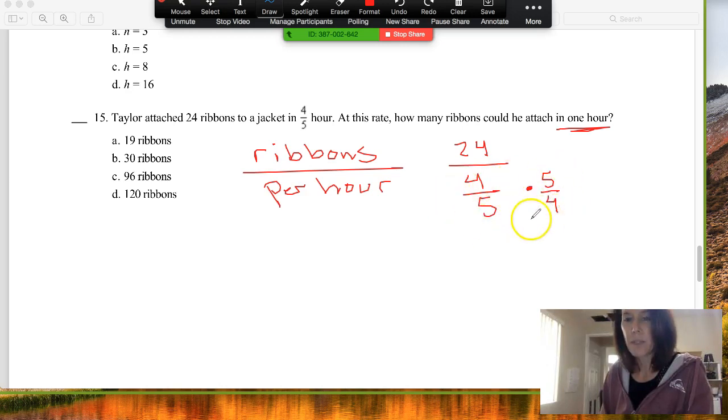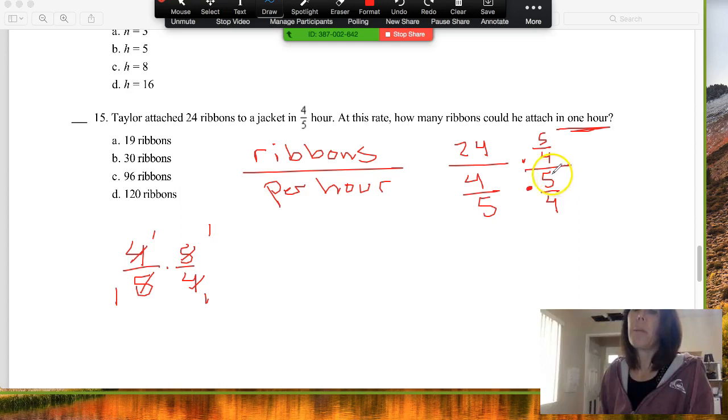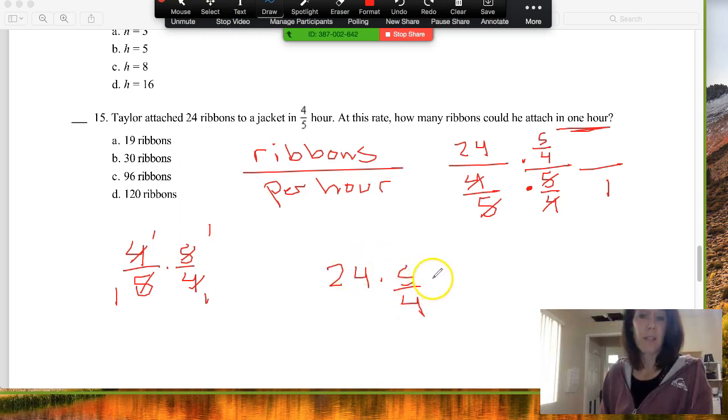If I multiply by its reciprocal, 4/5 times 5/4 is 1, because 5 divided by 5 is 1 and 4 divided by 4 is 1. So if I multiply the top and bottom by the same thing, it's like multiplying by 1. All right? So I multiply the bottom by 5/4. That becomes 1 on the denominator. And then 24 times 5 over 4. Well, 24 times 5, then divide by 4, that's 30. So this will be 30 ribbons in 1 hour.